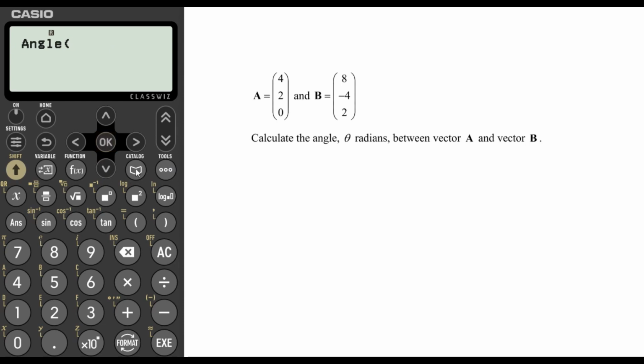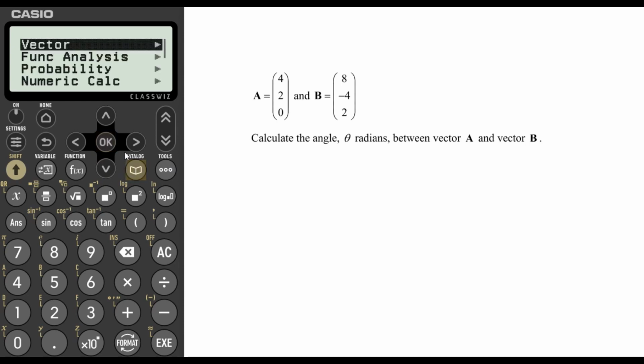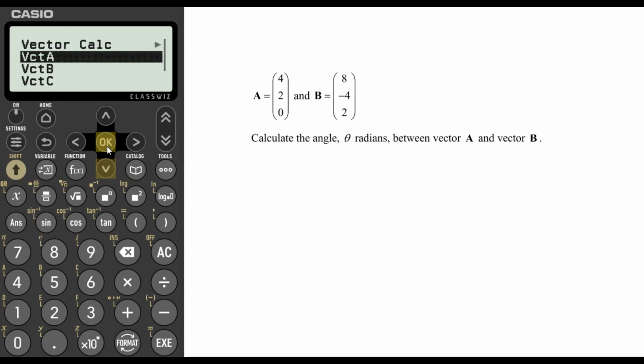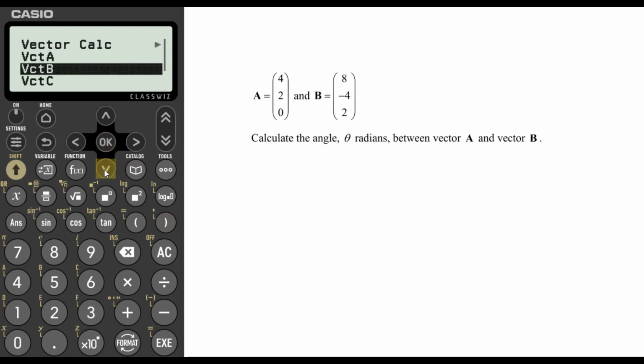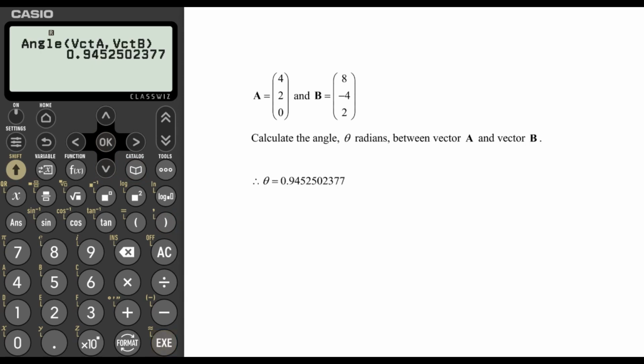So we want the angle between vector A, so we go to vector from the catalogue menu. Then we want a comma. Comma is a gold function. Press shift, then close bracket. Then we want vector B. So go to catalogue, vector B, close bracket. The angle between vector A and vector B is 0.945.